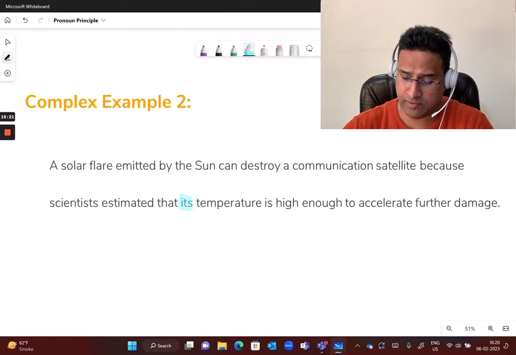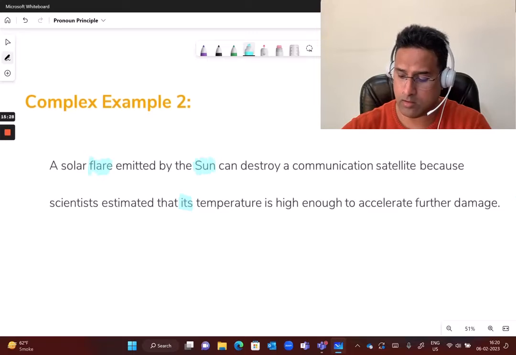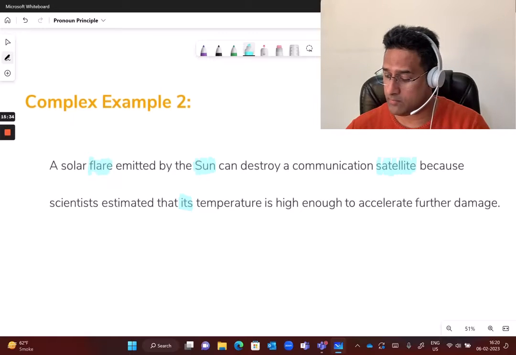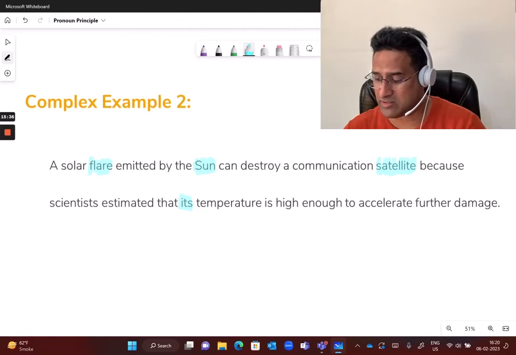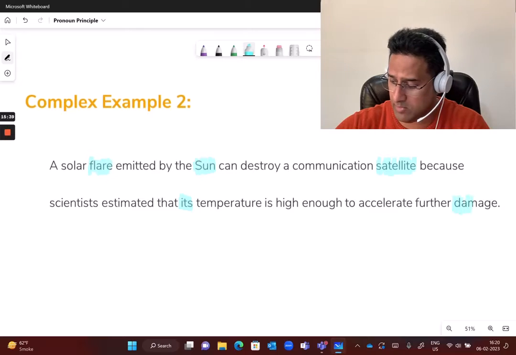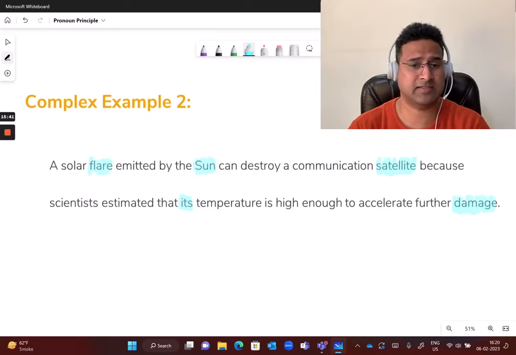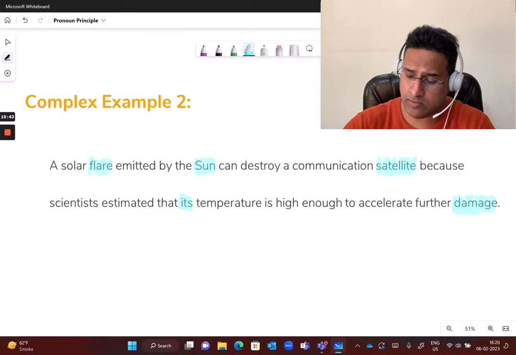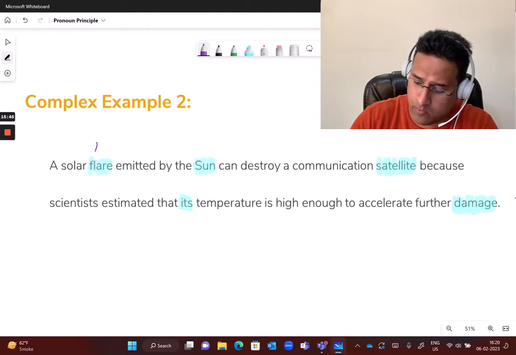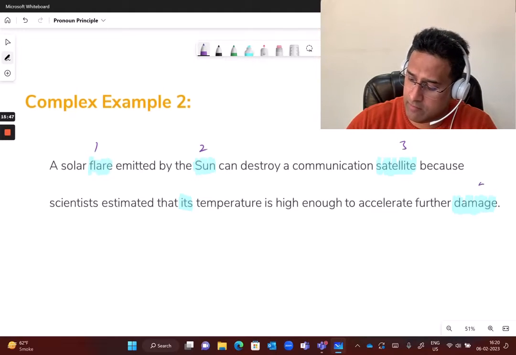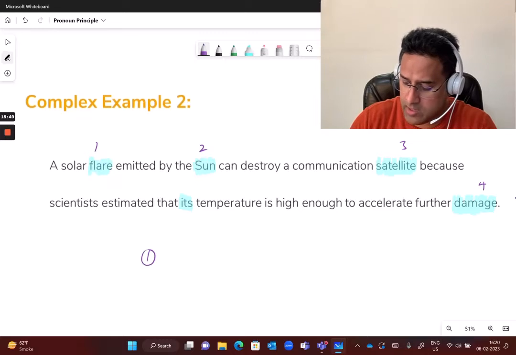Okay, so we're looking for singular inanimate nouns, so we have solar flare, we have the sun, we have a communication satellite because scientists estimated that its temperature is high enough to accelerate further damage. Okay, maybe damage. We wouldn't take temperature because that's too easy to eliminate. Alright, so let's look at these cases one by one. Let's name them 1, 2, 3 and 4. Okay, so case 1, case 2, case 3 and case 4.